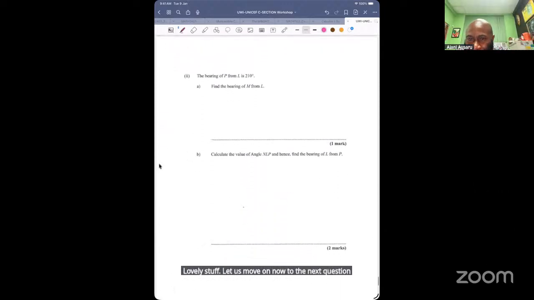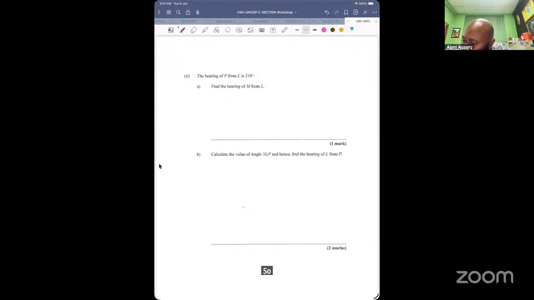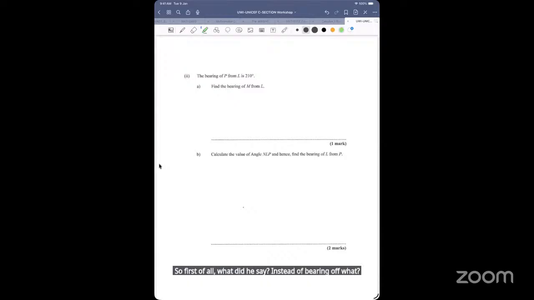And there it is, as expected, bearings, because I saw that north line there in the picture. So I know that he was going to come with some bearing stuff. So first of all, what did he say? He said the bearing of P from L is 120.